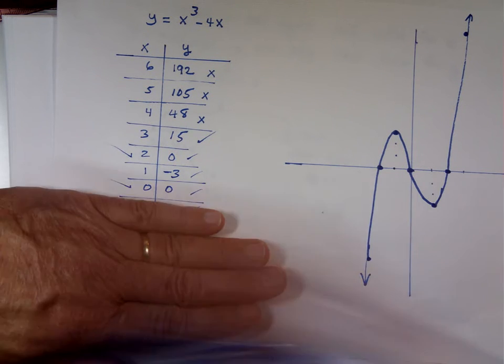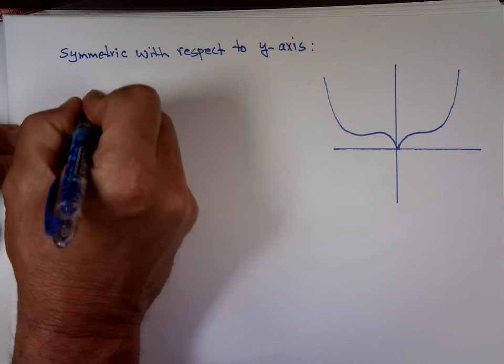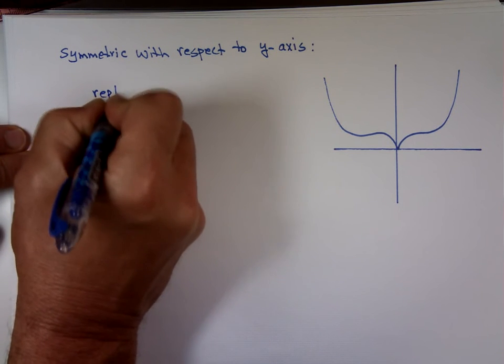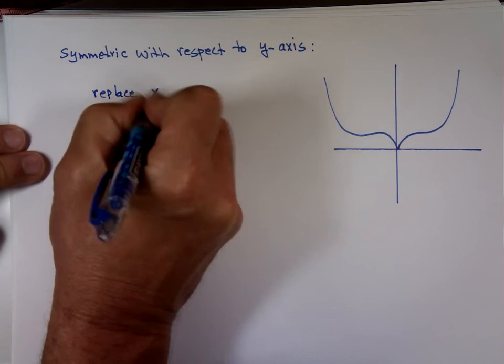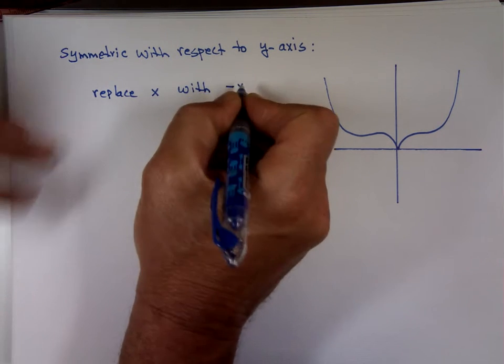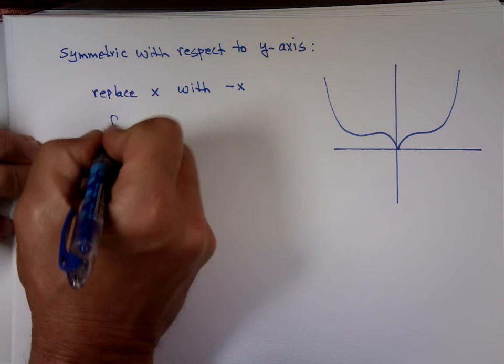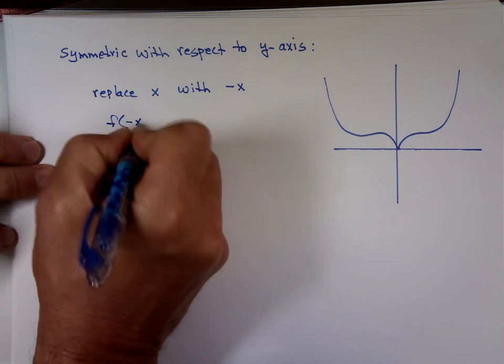So how do we know the function is symmetric with respect to the y-axis? Well, replace x with negative x. What does that mean? If you replace x with negative x, you still end up with the same expression. The function is symmetric with respect to the y-axis. So a lot of times you'll see us write this: f of negative x equals f of x.